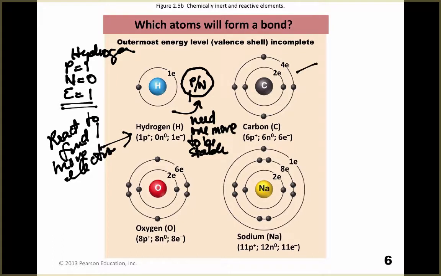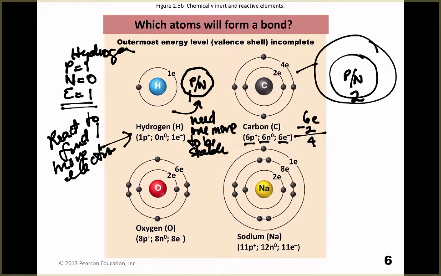Let's look at carbon. Carbon has 6 protons, 6 neutrons, 6 electrons. So how many electrons do we have? 6. How many are going to be in the first shell? 2, so we go minus 2. We have 4 left over. How many are in the next shell? 4. Well, is he stable? No. Why? He needs how many to be stable? We need 4 more to be stable. So he's going to interact with stuff to try to find 4 more electrons to be stable.